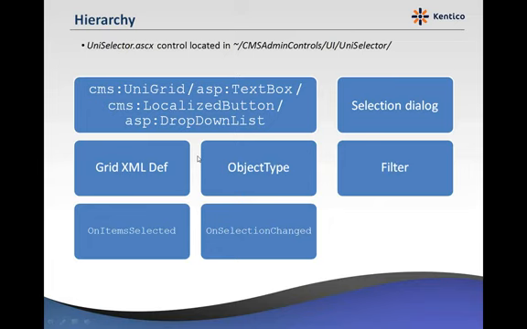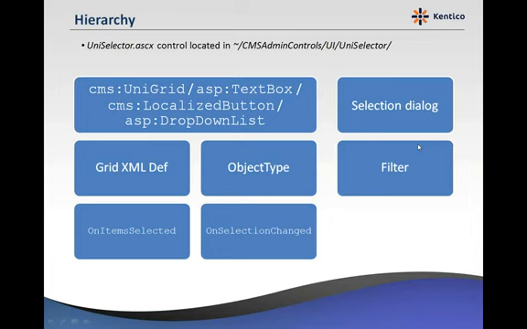There are two important events related to the UniSelector. It's the OnItemSelected event and the OnSelectionChanged event. There is a difference between those two events in the way they are fired. We will talk about those in detail later. The selection dialog and filter are on the schema because the selection dialog is part of the UniSelector. Basically, UniSelector consists of two parts: the part that is displaying selected items and the selection dialog that is used for selecting items that will be displayed by the first part.